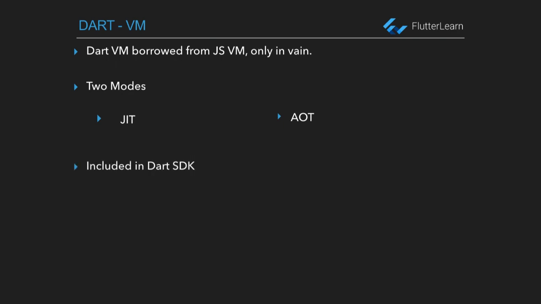The Dart VM is included in the Dart SDK itself. So to use it, all you have to do is type $dart followed by the location of the file in the system, which you can see on the screen at the moment.